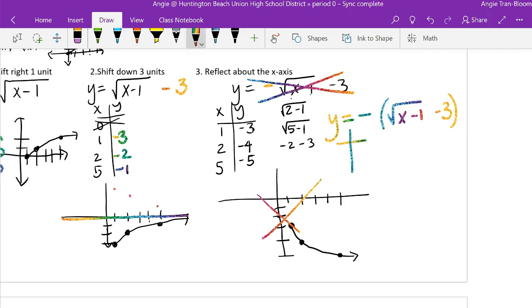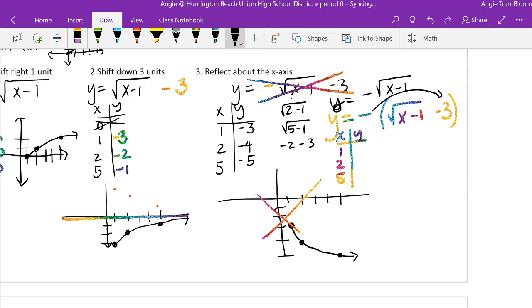Make a table, x and y. And I'm going to use the same 1, 2, and 5. Okay. If I want to, I can distribute this to make y equals negative square root of x minus 1, and then a negative times a negative is now a positive. Okay, so keep that in mind. I can totally distribute. Okay, so let's plug it in.